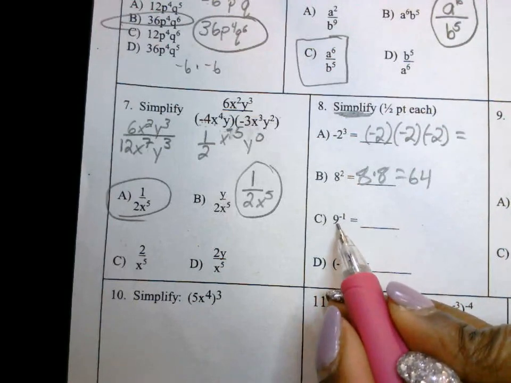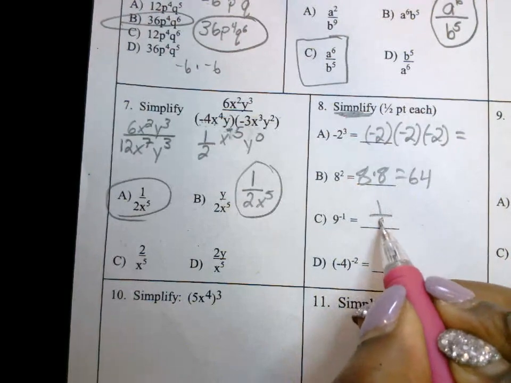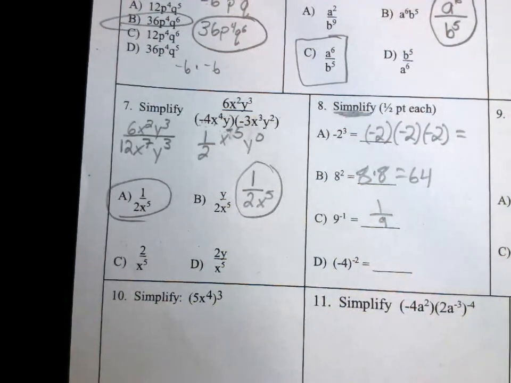How do I write this? 1 over 9. Remember, no negative exponent.